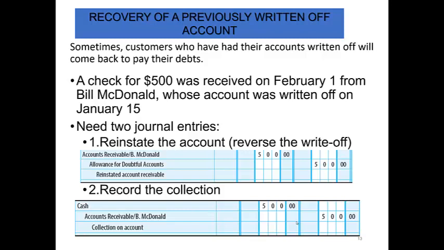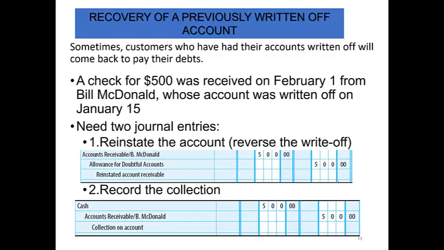So the first thing we have to do when we collect on an account that's already been written off is we have to put the accounts receivable back on the books. So we're just going to reverse the write-off entry. So I'm going to debit accounts receivable and credit allowance for doubtful accounts for the amount that was given to us, and that was $500.